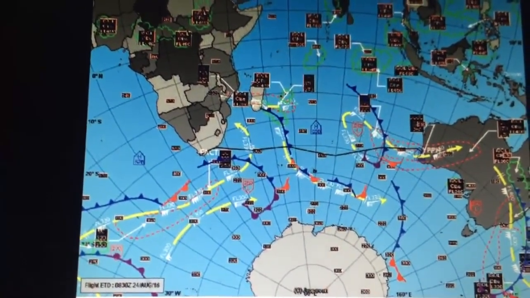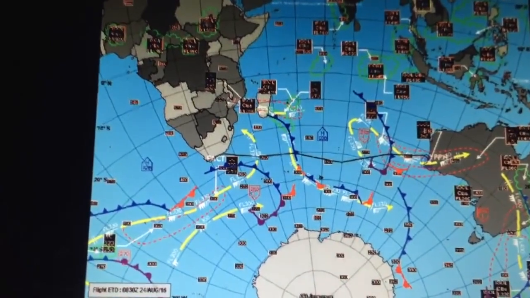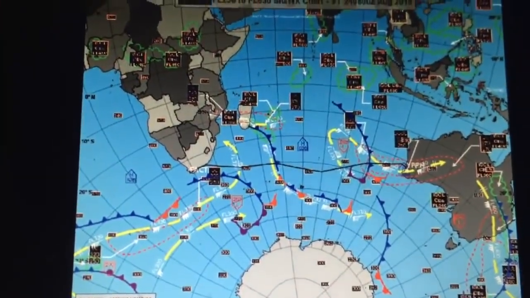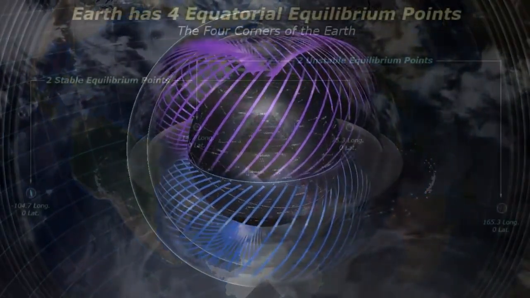Jeppesen aviation maps which indicate concavity to the Earth. Notice the latitude lines are all frowning. That's because the satellite, which is situated at the equator, is simply pointing down inside. These satellites are hovering at these geostationary equilibrium points because there's a giant octahedral magnet in the center of the Earth.